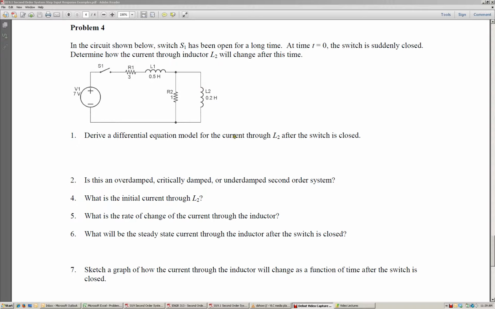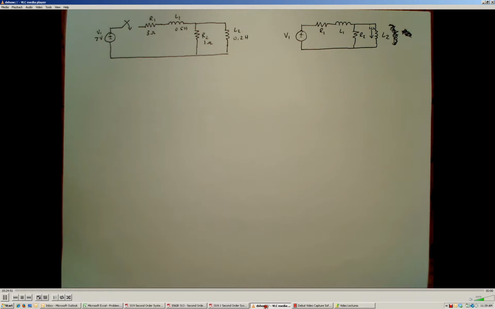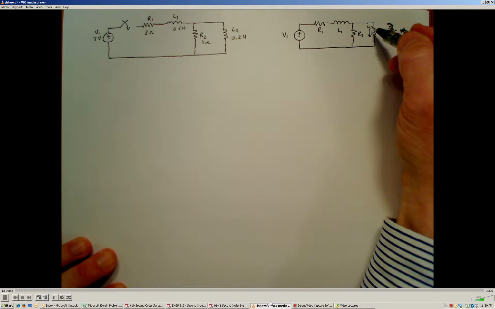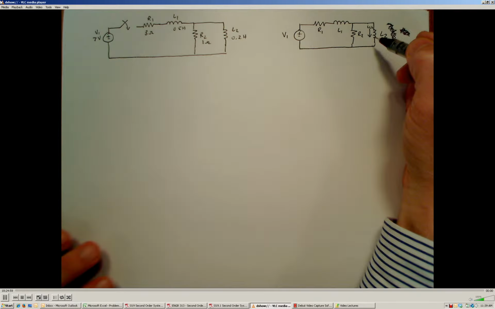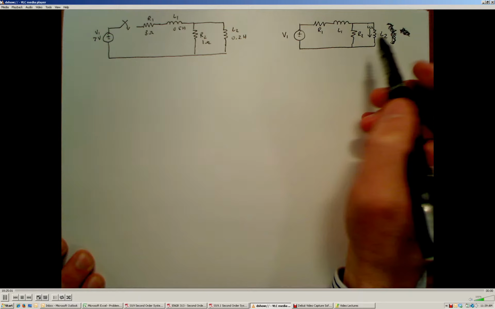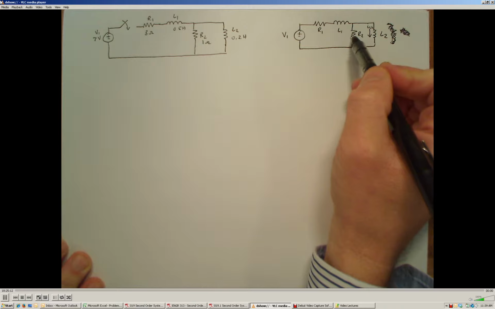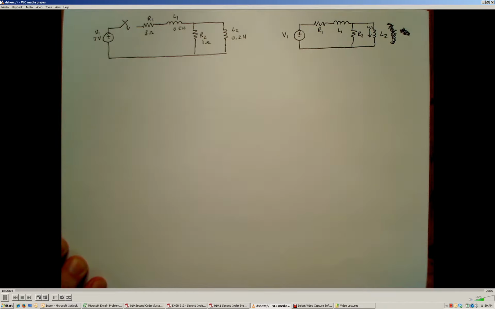So the first thing that we need to do is derive a differential equation that's going to describe how this system behaves and how we can model the current through inductor L2 after the switch closes. So this is the system after the switch closes, and we have two distinct energy storage elements, L1 and L2, that can't be combined in series or parallel because of this resistor that intervenes. Therefore, this is going to be a second order system because of the two distinct energy storage elements.